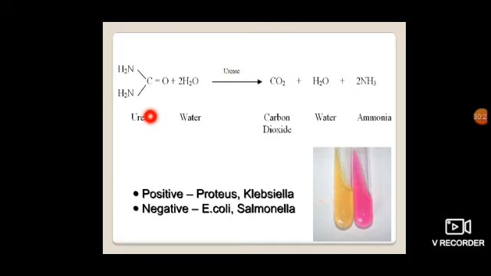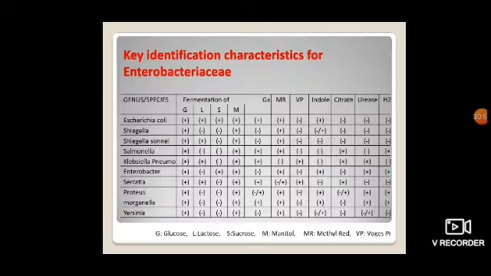This is the reaction where urea plus water, in the presence of urease, forms carbon dioxide, water, and ammonia. This urease test is positive for Proteus and Klebsiella, and negative for E. coli and Salmonella type microorganisms.